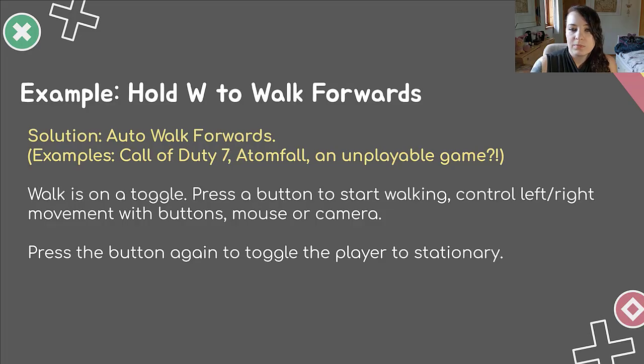Put walk on a toggle. You just press a button to start walking. You control left and right movement with either left and right buttons, or the mouse or the camera, and then pressing a button again while walking would toggle the player to stationary. You can find examples of this functionality in Call of Duty, Atomfall, and an unplayable game.